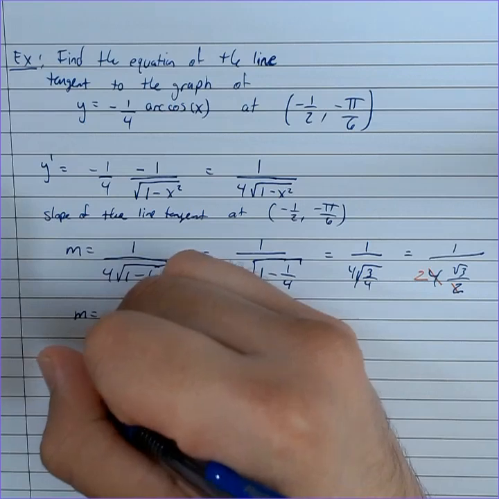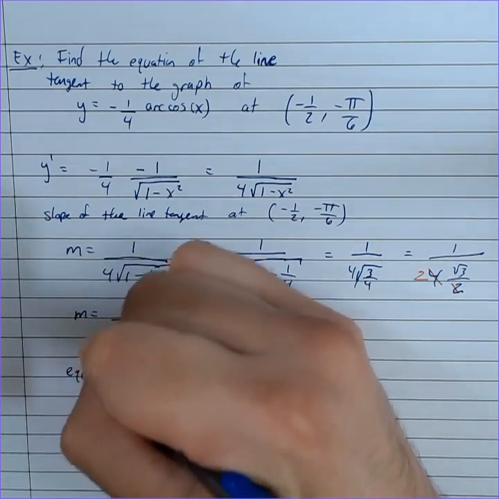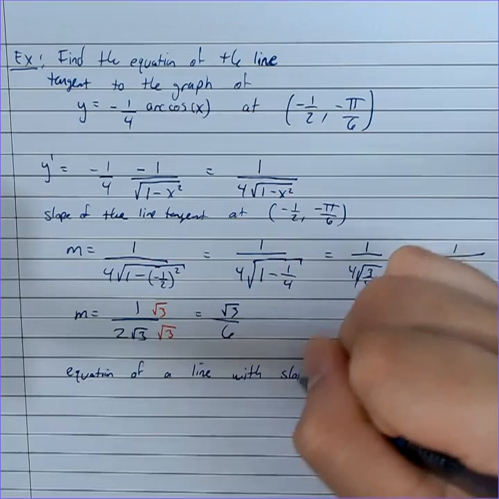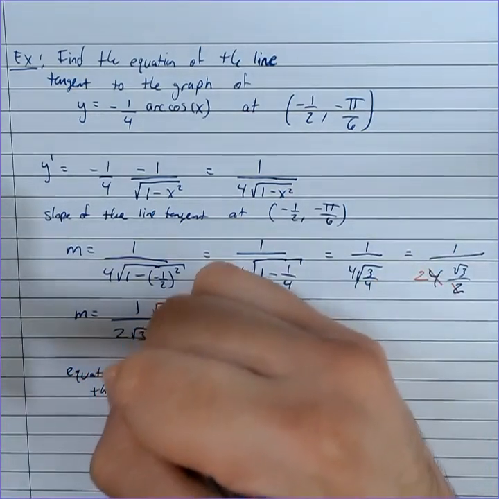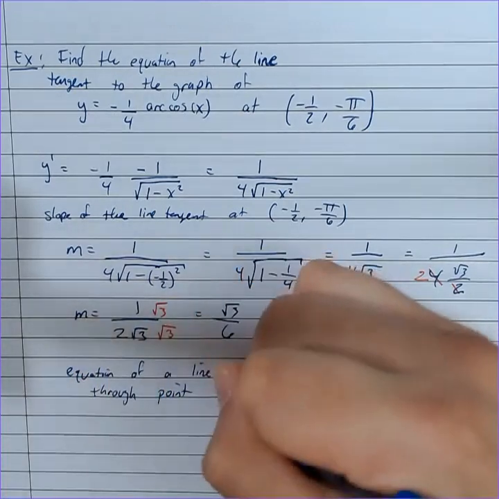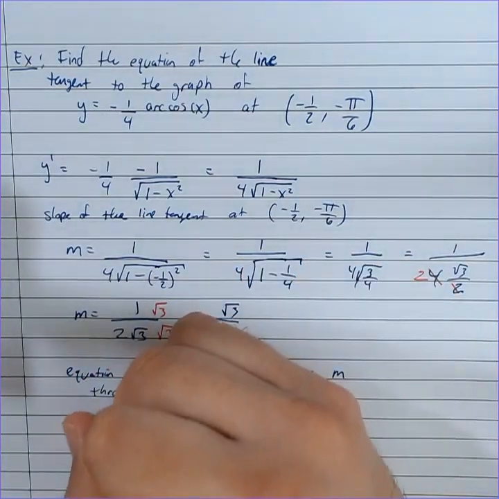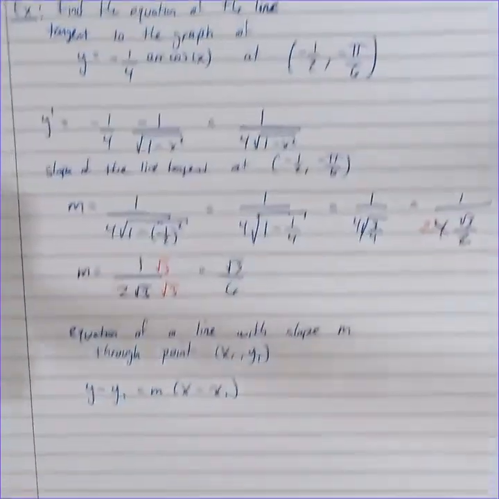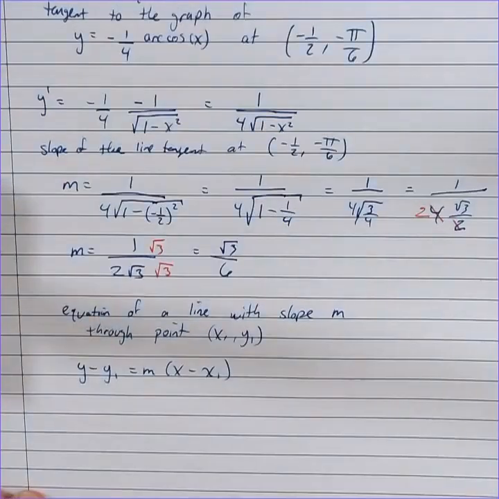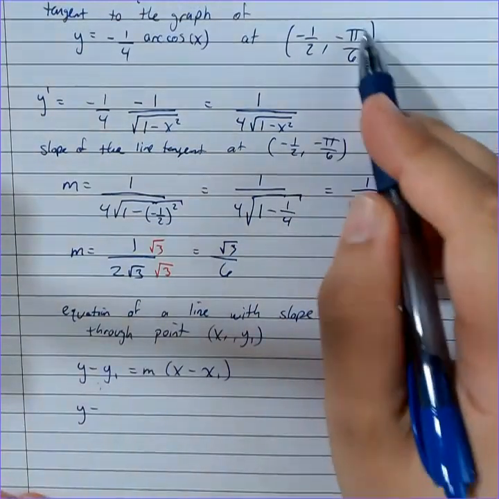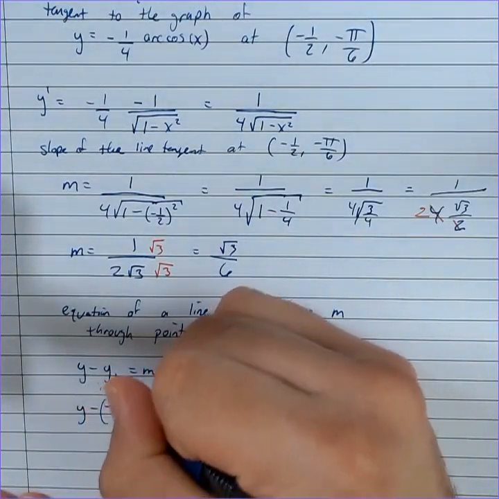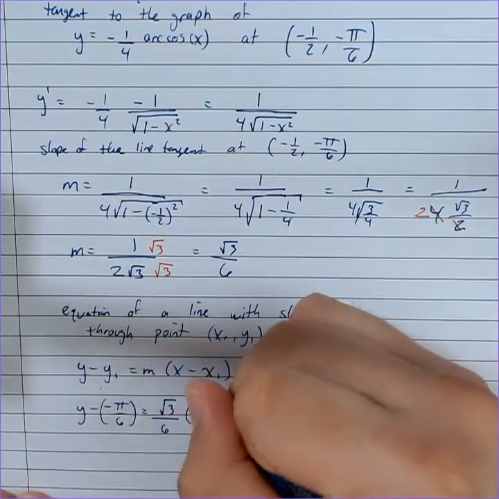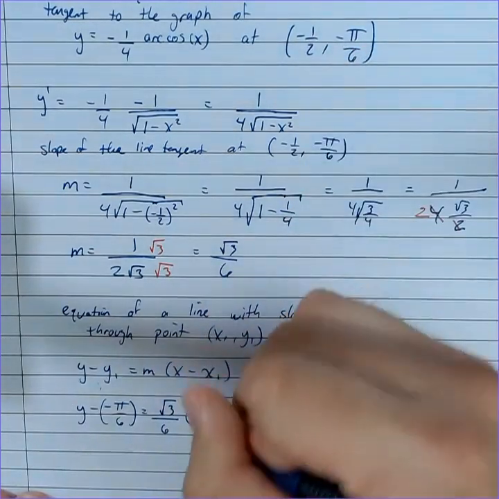Remember, the equation of a line with slope m through the point x1 comma y1 can be given by y minus y1 equals m times x minus x1. And we have all of that information now. Y minus y1, okay, well that's negative pi over 6, equals m, which we just found as root 3 over 6, times x minus x1, which we see as negative 1/2.